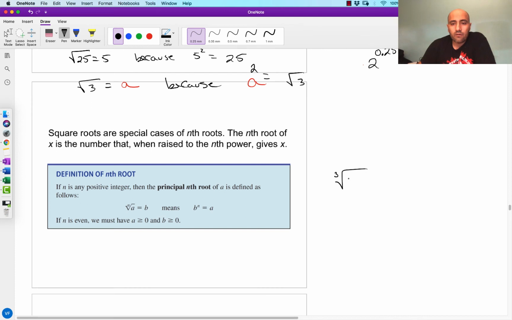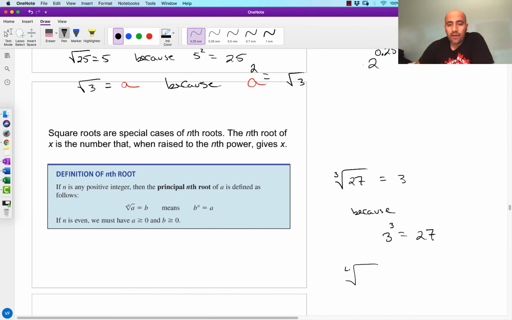So, for example, what is the cube root of 27? Cube root of 27, right? Well, this is 3. And why? Because I know that when I take this guy, 3, and raise it to the power of 3, I get 27. That's what this is saying. The answer to this is some number such that when I multiply it by itself 3 times, I get 27.